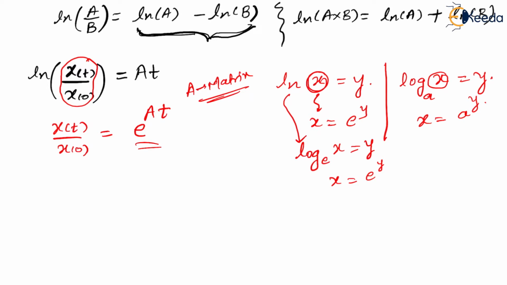Anyways, so this is x of t is equal to this. If you just see here, x of t is equal to x of 0, or I can also call it x naught, into e to the power at. This becomes your equation.